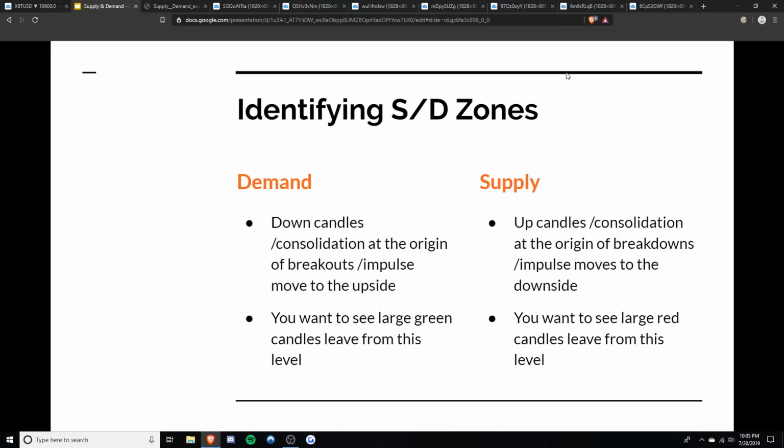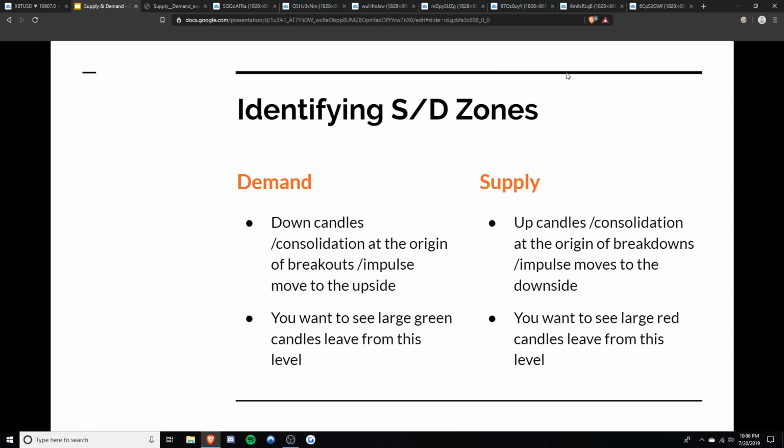So, identifying supply and demand zones. Looking down, if you're looking for demand zones, you want to look down and to the left. And basically you want to look at the down candles or the consolidation at the origin of a breakout or impulse move to the upside.